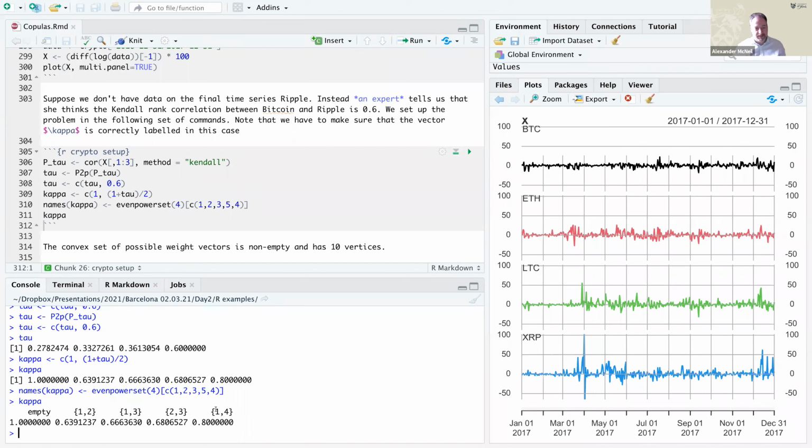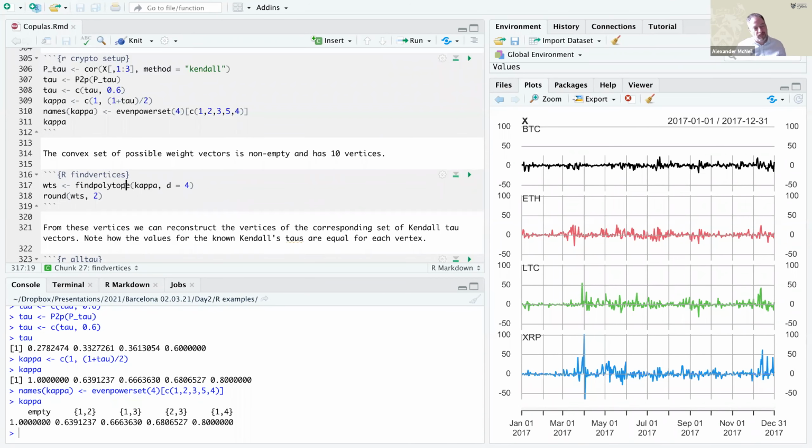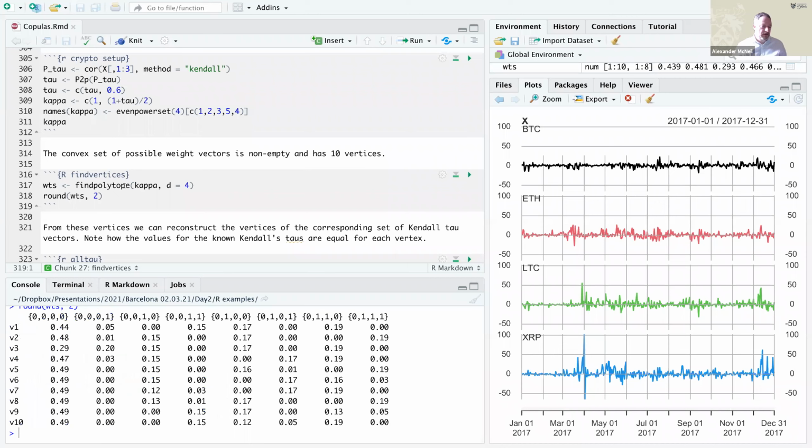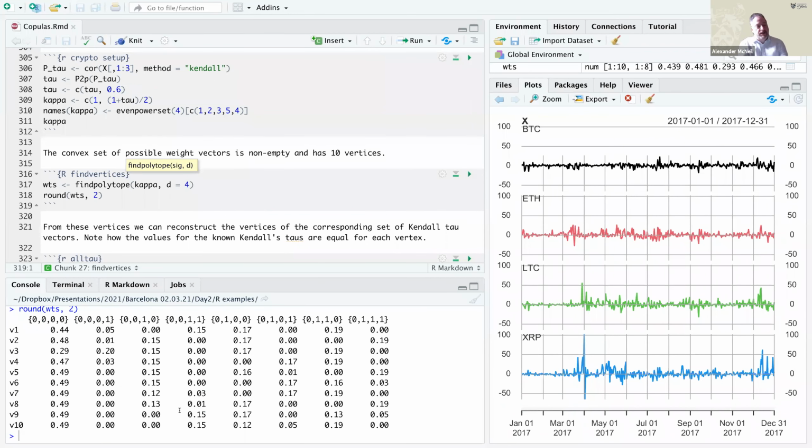So the expert says that it comes from the correlation between Bitcoin and Ripple. So that's my kappa. And then if I look to see whether this is attainable, I have to look for weight vectors. And this time I find 10 possibilities. So I find 10 possible weight vectors that would do the trick. And as long as that's not empty, then that is attainable. So what the expert has told me is fine, because I can find solutions.